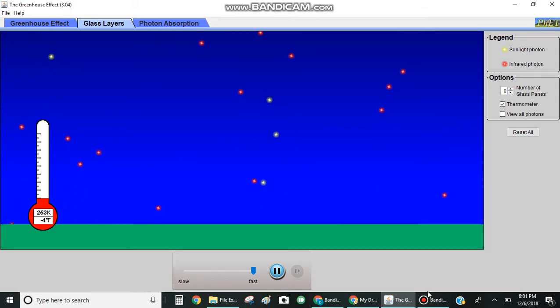So the first thing that you are going to have to check out on the actual simulation here is what these yellow dots and these red dots are. So give yourself a second to pause the simulation and write down the answers.